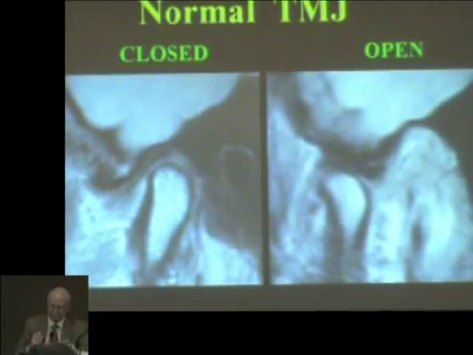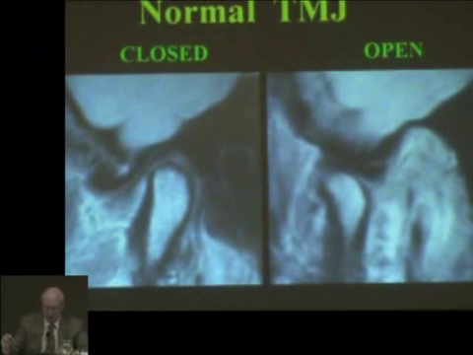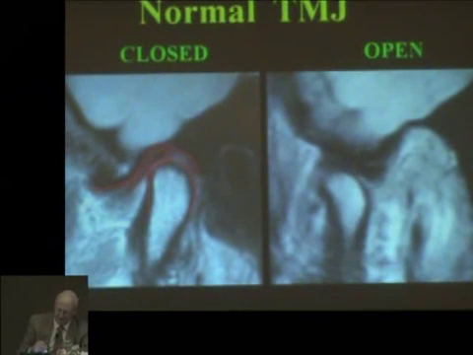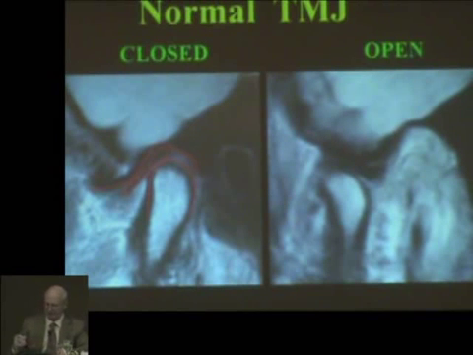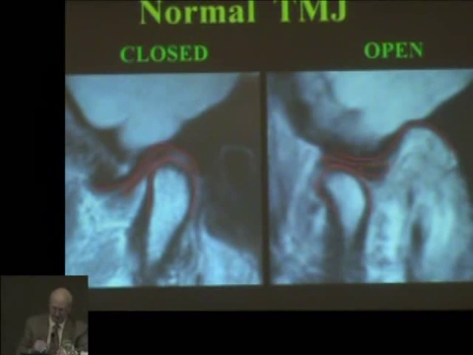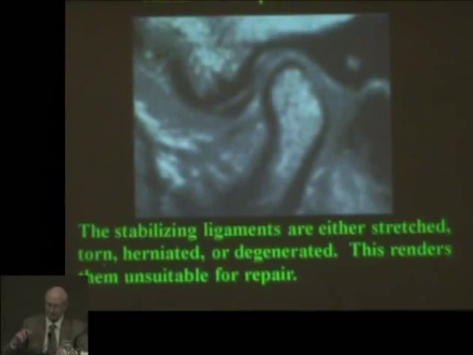This is what a normal joint should look like. This is MRI, and of course we have the fossa here, the articular eminence. Here's the head of the condyle, and here's the articular disc sitting in the proper position, right over the top of the condyle. On opening, the condyle's here, and that articular disc moves forward with the condyle, out of the fossa, just a normal function.